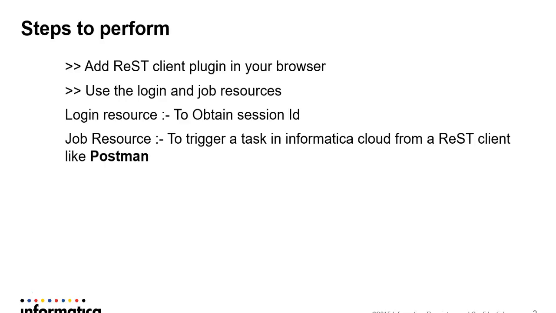These are the steps that we will perform in this demo. We will add a REST client in our browser. We will be using Postman for this demo, and we will be using two REST resources from Informatica Cloud. Those are login and job resources. Login resource will be used to obtain session ID and the job resource will be used to trigger a task in Informatica Cloud.